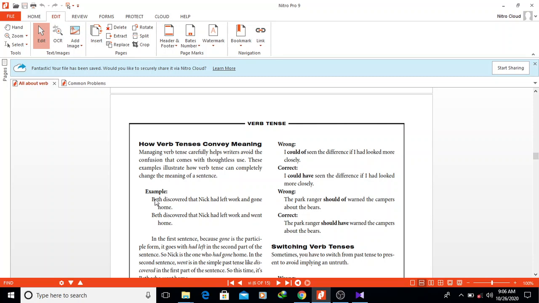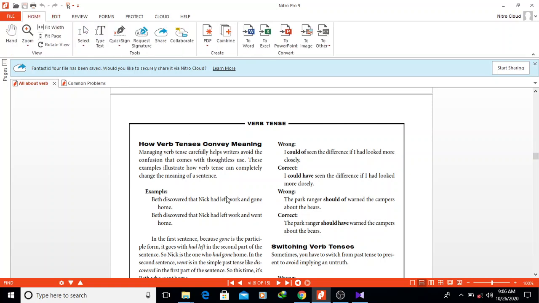The first sentence is "Beth discovered that Nick had left work and gone home," while the second one is "Beth discovered that Nick had left work and went home." Here you see the word "gone" in the first one, and in the second sentence just "went." The first one is in the participle form, while the second one, the word go, is in past form. What makes it different is that we have two subjects here.